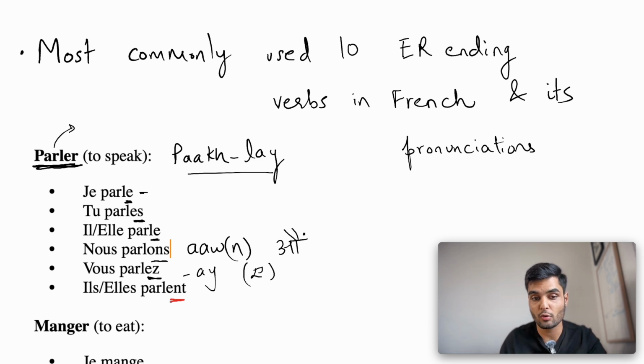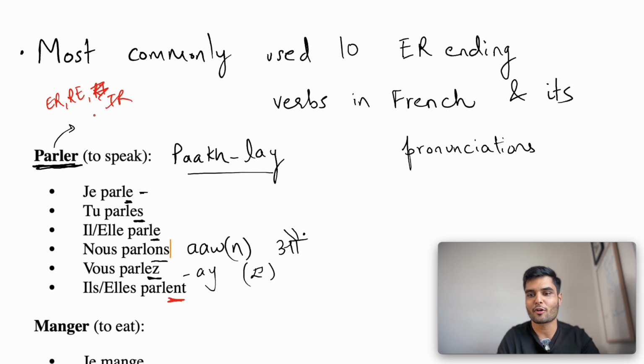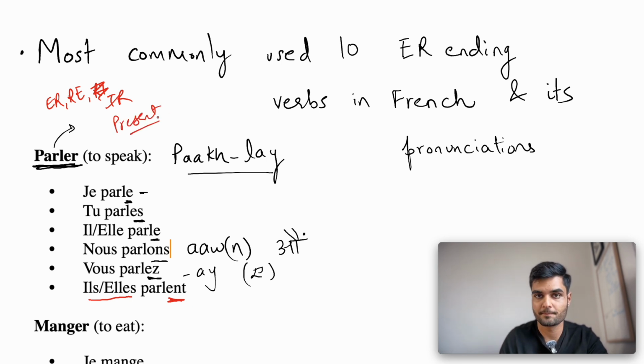Parlent. Now, even though we have ENT over here, ENT is not pronounced. This is a rule in French that whenever you are conjugating any verb family, whether it be ER, RE, or IR, the ils form, the plural third person form, whenever it has ENT at the end in the present, it is not pronounced. Even though ENT technically is pronounced in French as on, we don't pronounce it. So it's not parlant, it's parle.